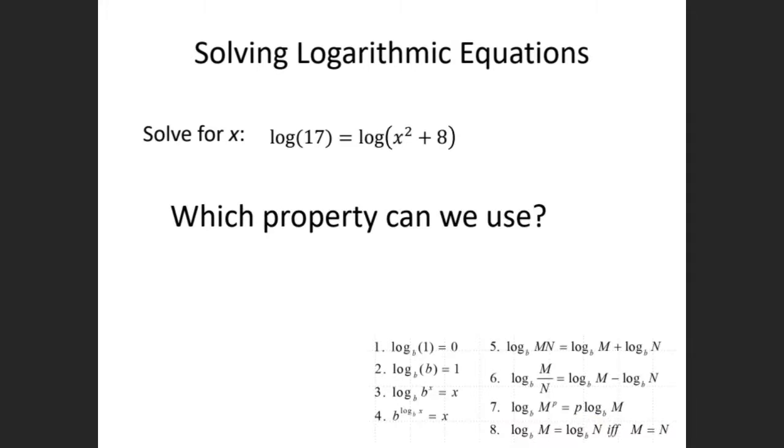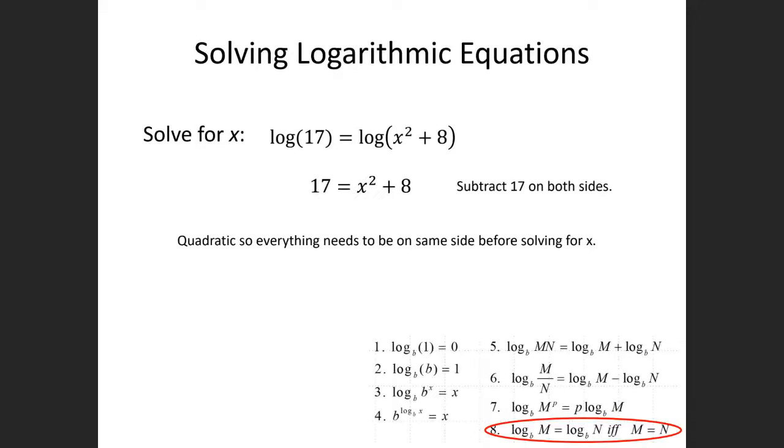Let's look at this one. Log of 17 equals the log of x squared plus 8. So again, keep in mind, when they don't write a subscript down there, that means that our base is 10. Okay, so when you don't see a subscript, we automatically assume that it's base 10. So these two logs that are equal to each other have the same base. It's base 10. So again, I'm going to use my one-to-one property. The inputs also have to be equal. So then I'm going to have 17 is equal to x squared plus 8.